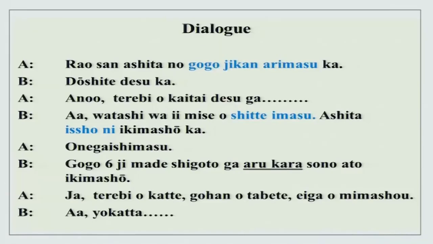Ashita issho ni ikimashou ka? Issho ni you have done. Ikimashou, let's go. Onegai shimasu is request. You can also say sumimasen. Onegai shimasu. Please, I'm sorry, but please could you come with me?